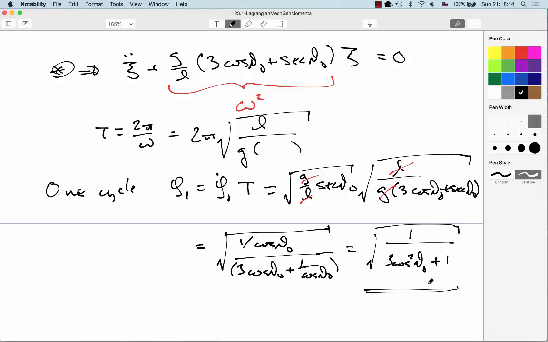Okay, in the next video, we're going to tackle how we handle things if we actually do want to know the forces of constraint. That is called the technique of Lagrange multipliers.